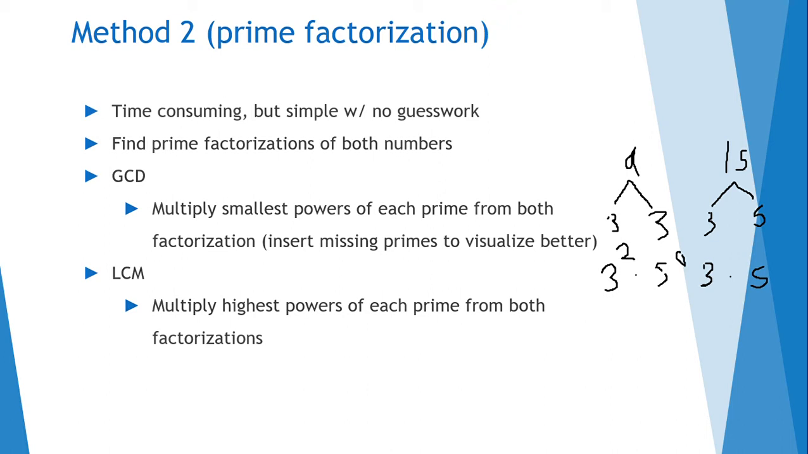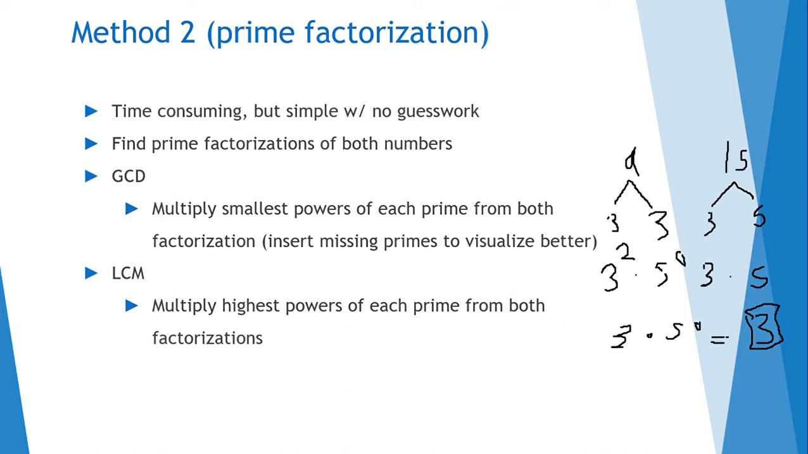So the smallest power of each prime. The smallest power of 3 I see is 3, because 3 to the second would be the bigger power. And we'd want to multiply that by the smallest power of 5. We have 5 to the power 1 and 5 to the power 0. Since 5 to the power 0 is smaller, we're going to write that here. And since 5 to the power 0 is essentially equal to 1, this is going to give us 3. And as you can see, that's the same answer that we got last time, so we know that's correct.